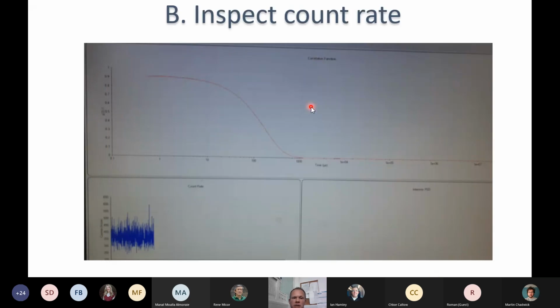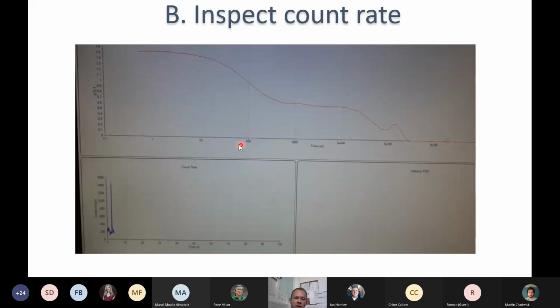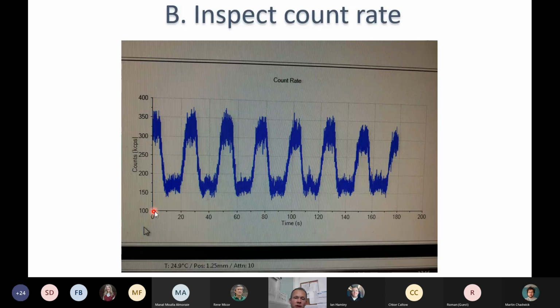Then step number 2 is to inspect your count rate. This is a snapshot from the Malvern software. This is the correlation function, a nice single exponential, and this is the count rate. Okay, so this is a good count rate, but it's possible that you will see some kind of spikes, and this is actually not a very good count rate. And this count rate is just awful, right?